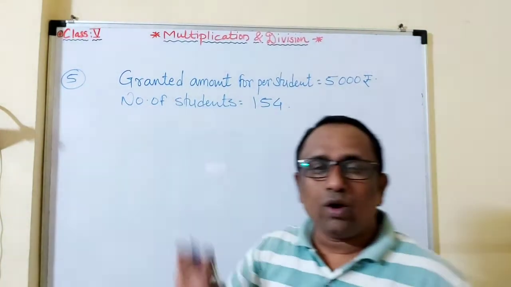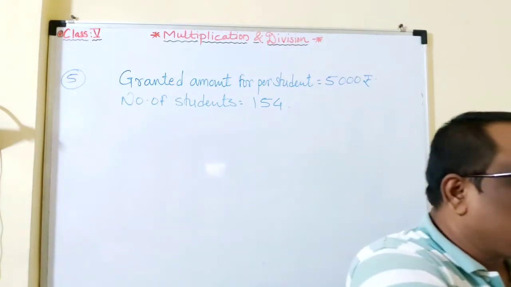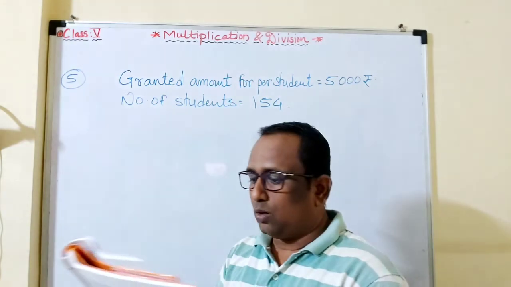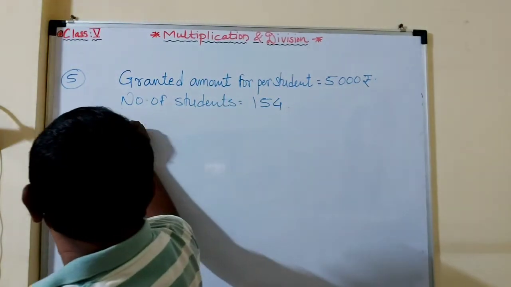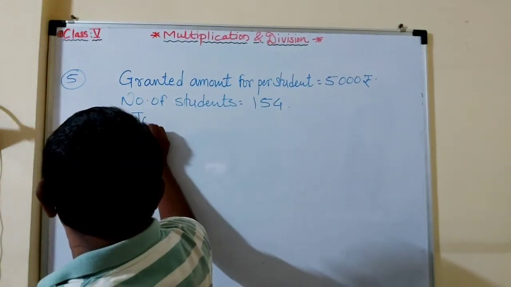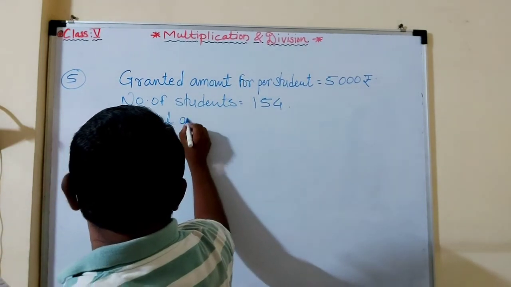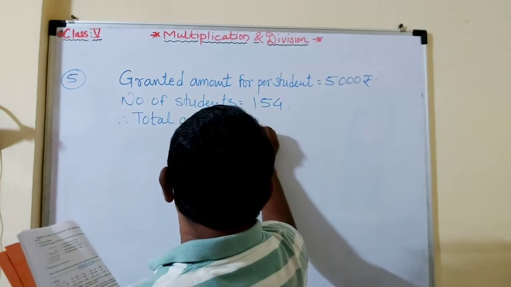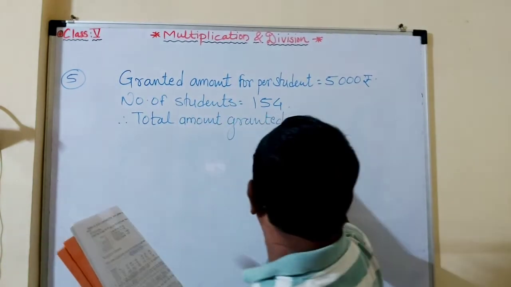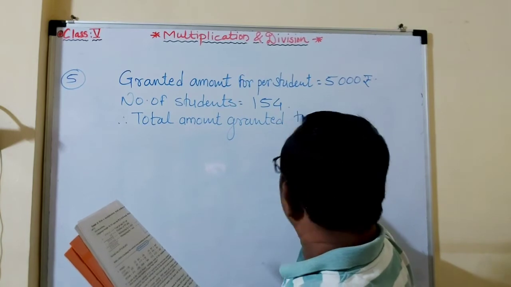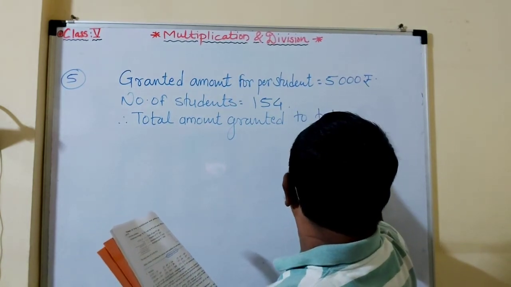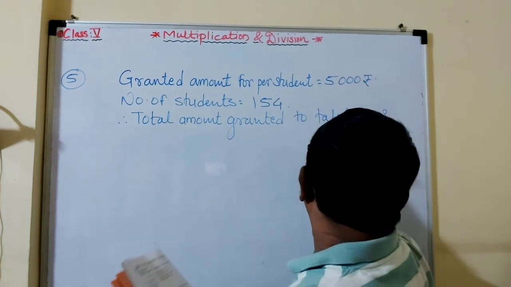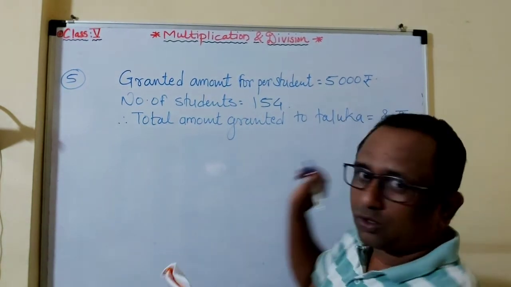154. Now what we have to find here? We have to find the total amount granted to the taluka. So therefore we have to find: total amount granted to taluka. That is in rupees.